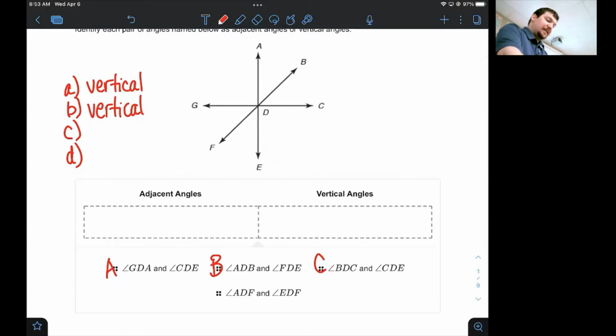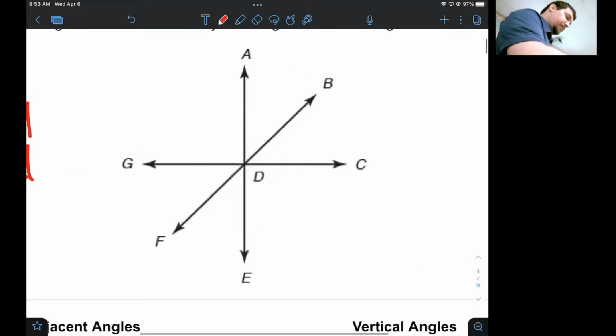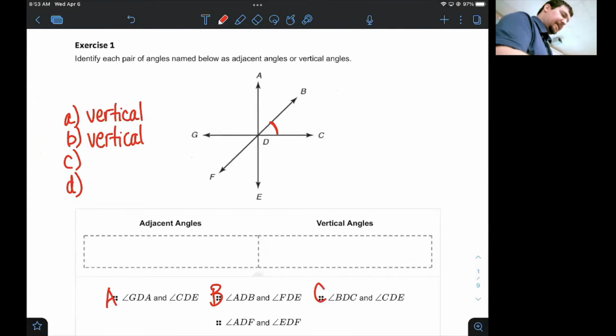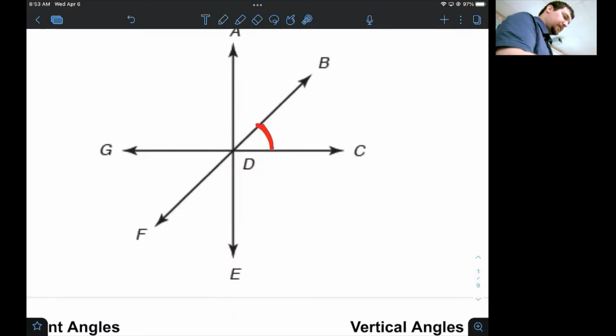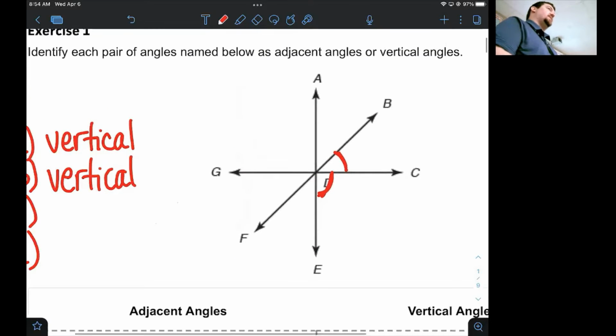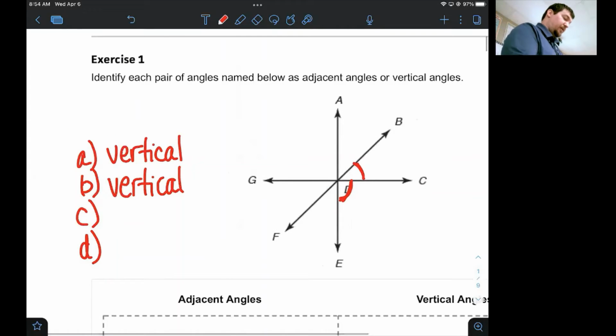BDC and CDE. BDC is this angle right here. And CDE is that angle here that we've had before. Vertical or adjacent, Jude? Adjacent. These are adjacent. They're what? Next to. That's what it means to be adjacent. That's right. If 2 angles are adjacent, that means they share a common side. These do. They are definitely not the same size either. So I know they're not vertical. They are adjacent.